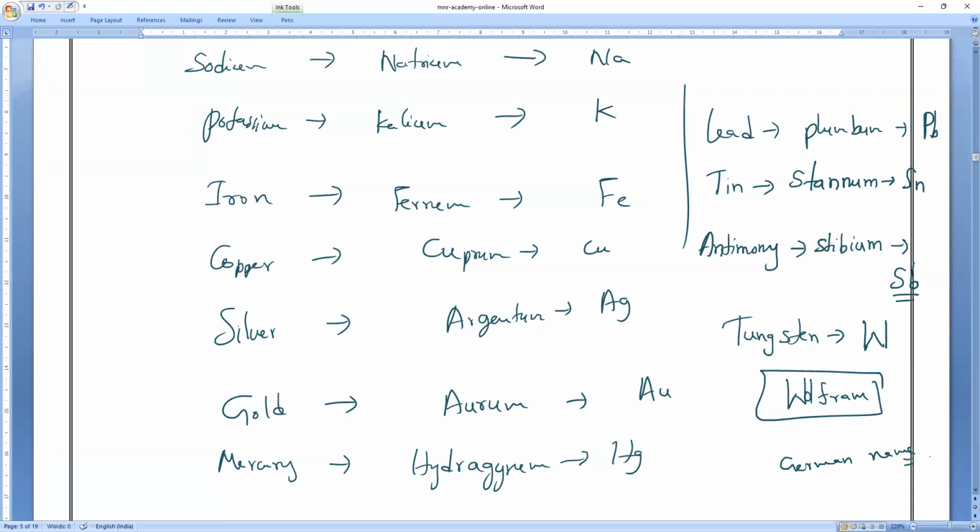So it is actually the ore name where the tungsten is found most. That is what it is. Clear, everybody?